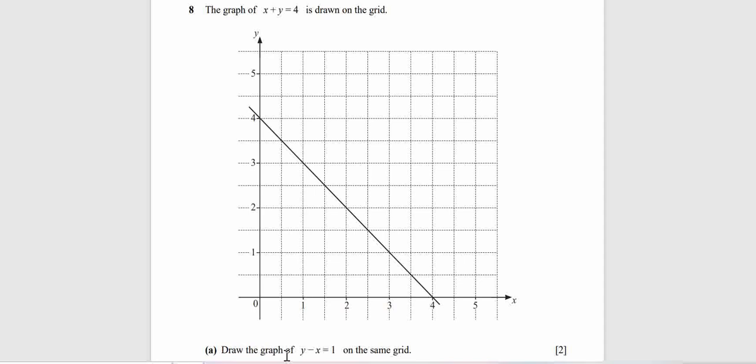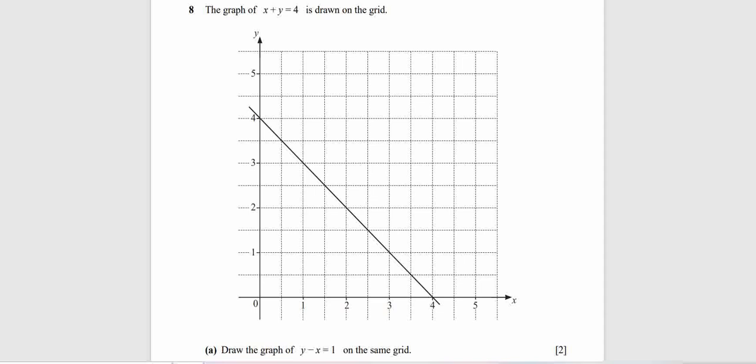Question 8. Draw the graph of y minus x equals 1 on the same grid, 10 seconds from now. If you have printed this out, it will feel more comfortable to do this. If not, you have to pause the video and draw on a paper and then find the answer for 8. So 10 seconds. 10, 9, 8, 7, 6, 5, 4, 3, 2, 1. If you're not finished, you may pause this video.